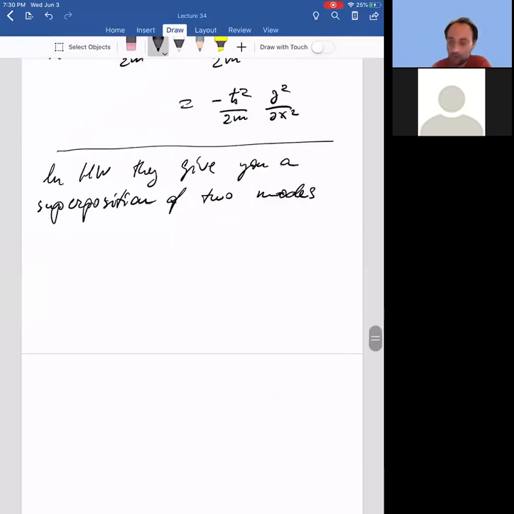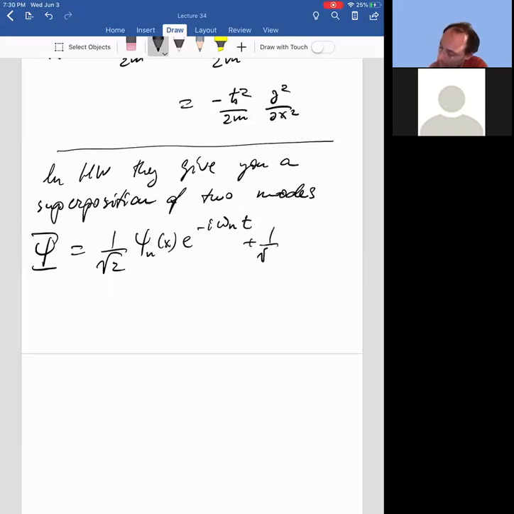Let's take it up a notch. So what they give you is a linear combination of 2 modes. 1 over root 2 psi n of x e to the minus i omega n t, I'm going to call it omega n, but they write it as E n over h bar. You already know they're the same. Plus 1 over root 2 psi m e to the minus i omega m t. And these are infinite well modes. Okay?